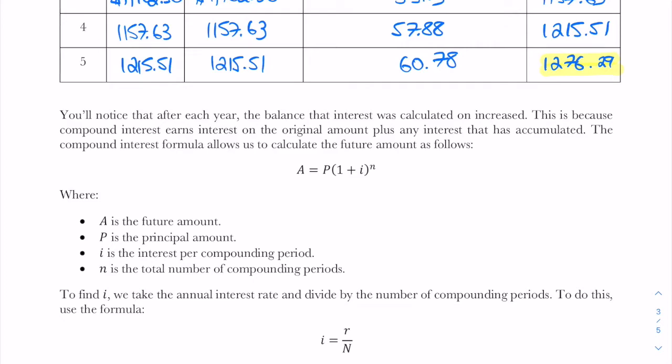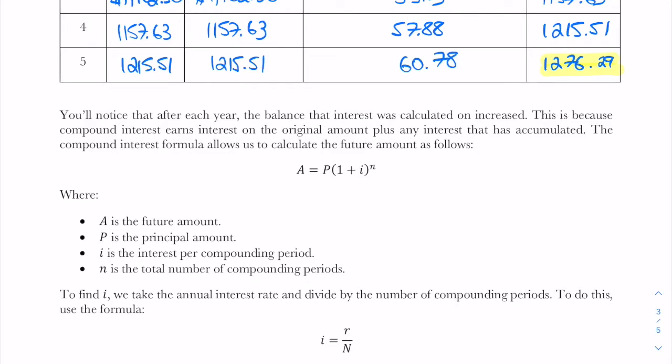The thing to take away with compound interest is after each year, the balance that you're calculating interest on has increased. So just to summarize, compound interest earns interest on the original amount plus any interest that has accumulated. Because the interest was compounded annually, that means once per year, we were taking the balance at the end of the year, and that allowed it to become the new balance at the beginning of the next year. This is what is known as the compounding frequency. We'll get into this a little later in the lesson.